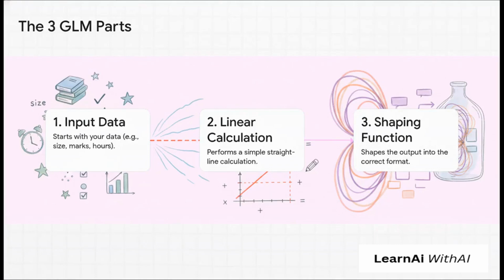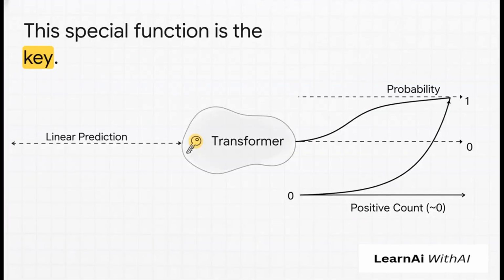Okay, let's break it down. It's actually super simple. First, you have your input data. No surprises there. Second, at its heart, every GLM does a simple straight line calculation, just like you would in basic linear regression. But then, and this is the magic trick, it takes the output of that line and runs it through a third component, a special shaping function. This shaping function is the absolute key to everything. Its job is to take that raw output from the straight line part, which could be any number, positive or negative, and it bends it, or squeezes it, or transforms it into exactly the right shape for the answer we need, whether that's a probability between 0 and 1, or a count that has to be positive.